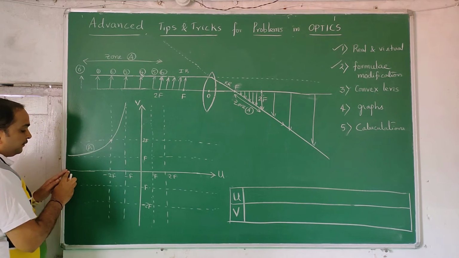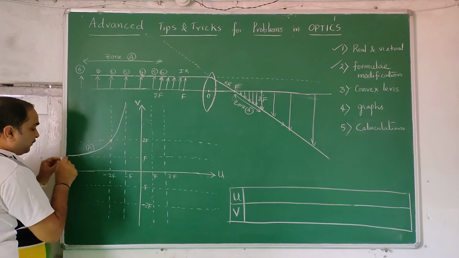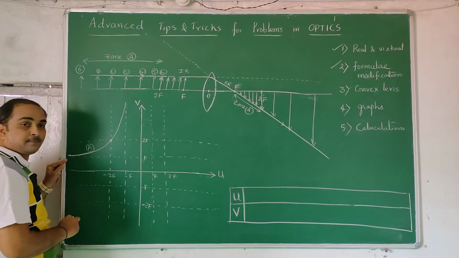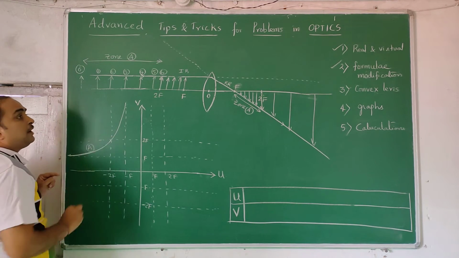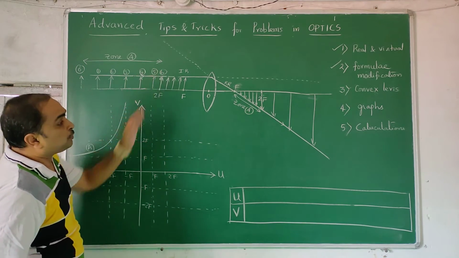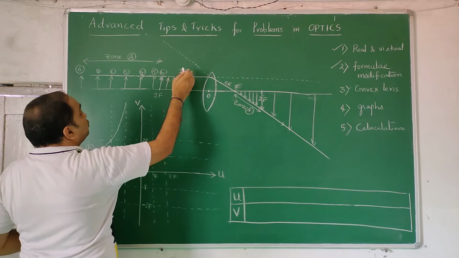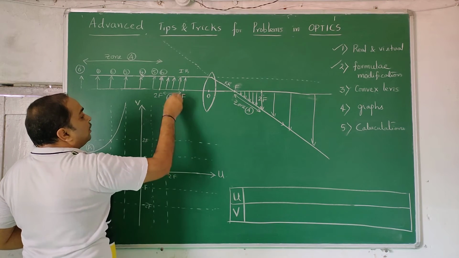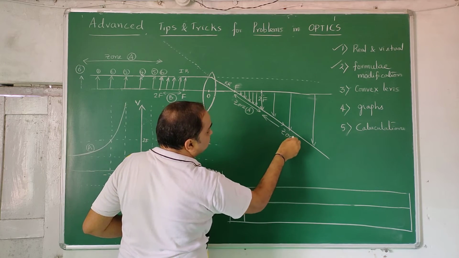When the object is at infinity, on the left side, the image will be at focus. So you have to see the x coordinate and y coordinate. For this point, when the object is at infinity, the image will be at focus. When the object is at 2f, the image will be at 2f. In between, as you come from infinity to 2f, the images go from f to 2f. So here to here, 2f to f, is zone B, and zone B here corresponds to a longer zone here.